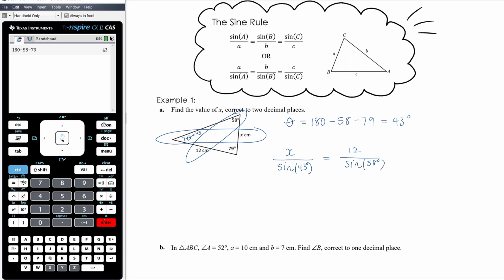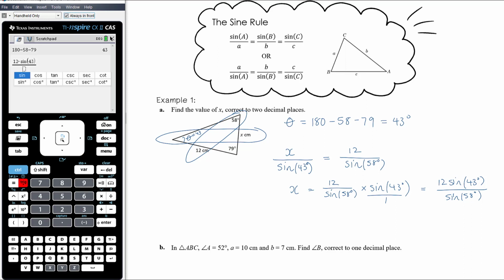Now again, we can do that rearranging by ourselves. So we know that x is going to be 12 over sine of 58 degrees multiplied by sine of 43 degrees. Just note that you can write that as the same fraction because sine of 43 is over 1. So you could write that as 12 times sine of 43 degrees all over sine of 58 degrees. That's the same thing. Okay. And so then you could type that in your calculator. Control divide, 12 times sine of 43 on the numerator divided by sine of 58 on the denominator.